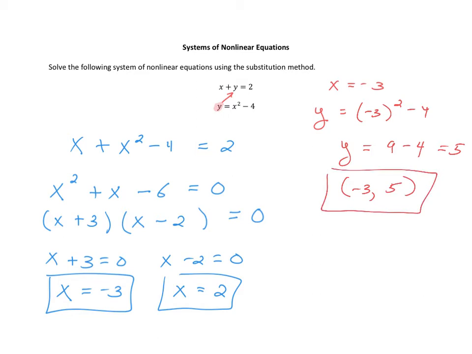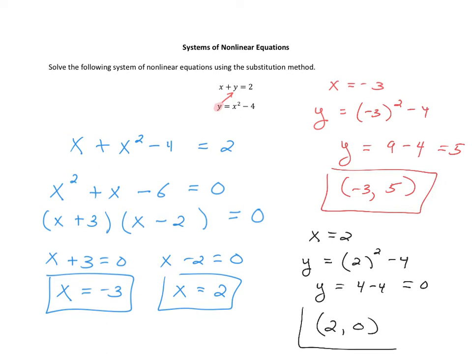Now there should be another one. So when x is equal to 2, what is y equal to? That is, y is equal to 2 squared minus 4. Well, that's 4 minus 4, which is 0. So the other solution is 2 for x and 0 for y. So it turns out for this system, there are exactly two solutions. With a linear system, there's either one, none, or infinitely many. But here, with nonlinear, you could potentially have 2, 3, 4, 5, and so on.